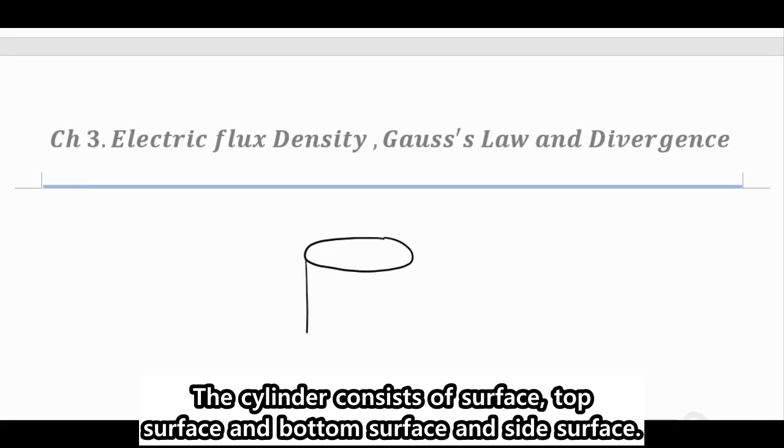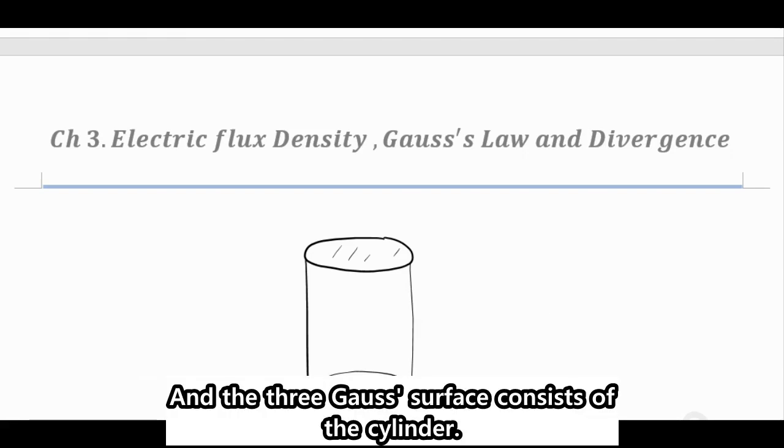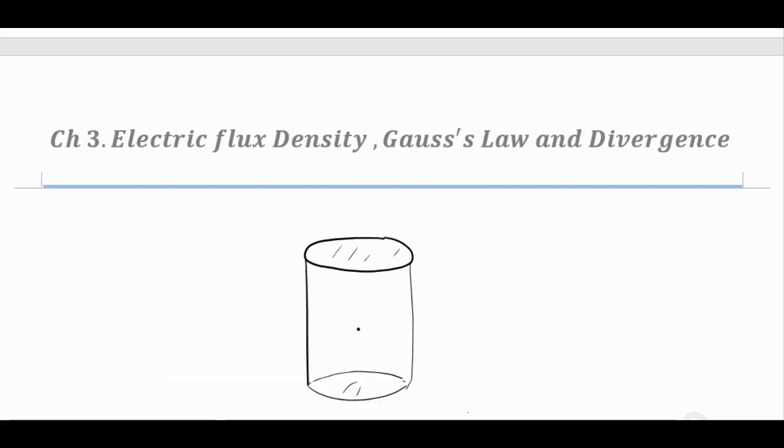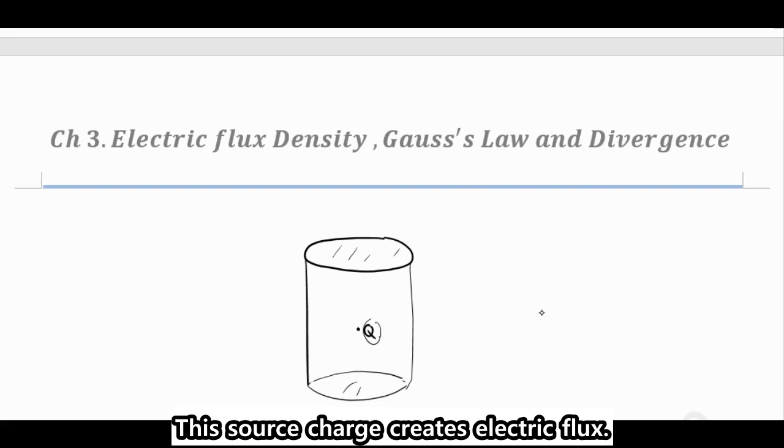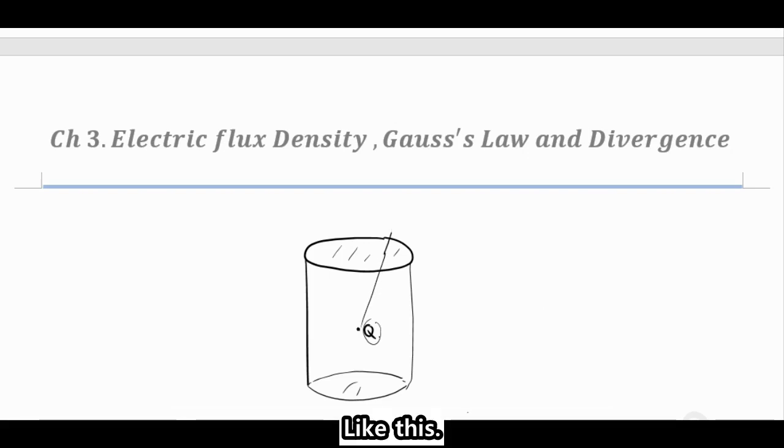As another example, we think about a cylinder. The cylinder consists of the top surface, bottom surface, and side surface. So 3 Gaussian surfaces make up the cylinder. The source charge Q is inside the cylinder. This source charge creates electric flux like this flux, and this flux, this flux, and this flux.